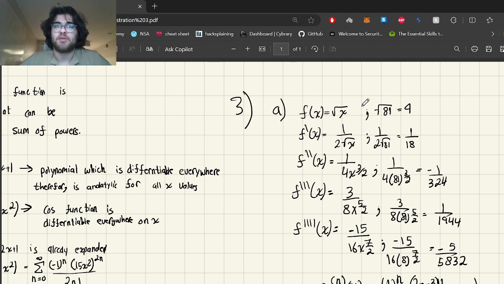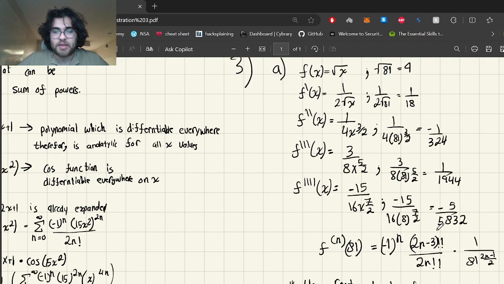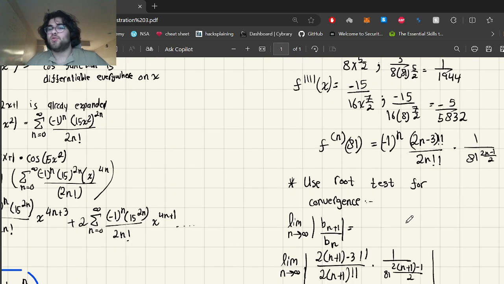After that, I substituted where the function is centered. So actually, it's centered at 81. I started substituting x for 81, and I got these numbers right here. That's how we found this formula of general coefficients right here. Second of all, we need to show that the series converges using the root test on the interval 0 to 162. So basically, the root test is the limit as n approaches infinity.